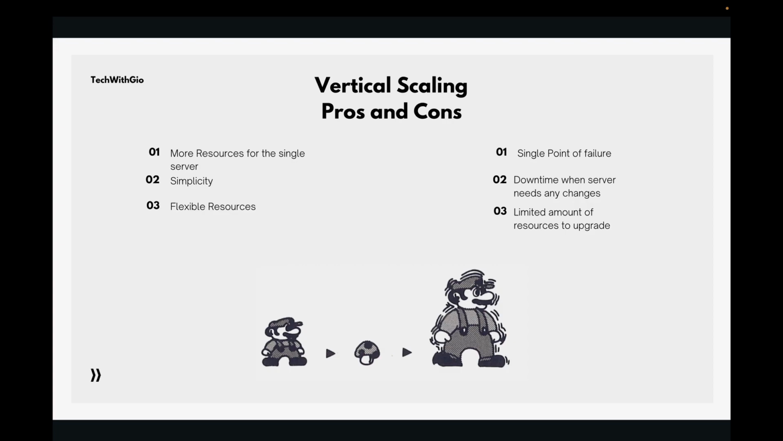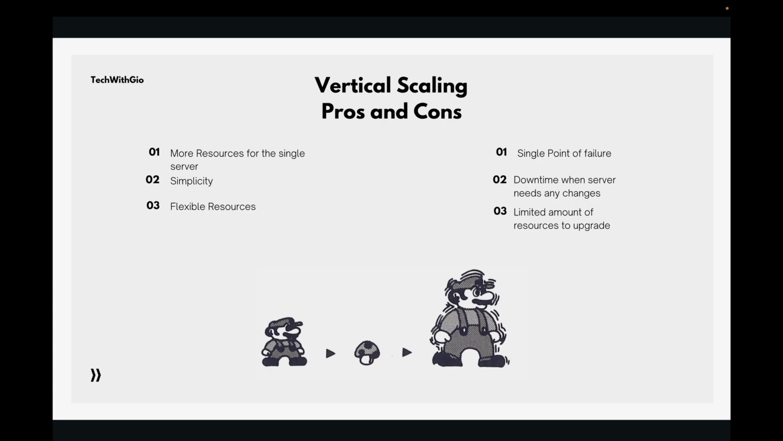Simplicity. There's little to no code change. You're only dealing with one server. You're increasing the resources. That's it. Then there's flexible resources based on needs. Only increase what is needed. You don't have to increase everything. So if you just need more storage space, you can do that. But you can leave the CPU and RAM the same if you want to. You have flexibility with that.